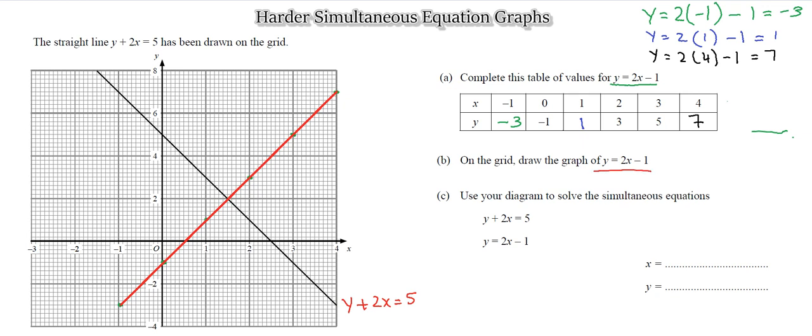And lastly, the question says, use your diagrams to solve the simultaneous equations for these two equations. So that equation, y plus 2x equals 5, we've already got it. And then y equals 2x minus 1 is what we've just drawn over here. So we have our two equations, and to solve the simultaneous equations, we've already learned it. If you don't know, then you can check out the video on solving simultaneous equation graphs. So the point that we're looking at would be the intersection point. And the intersection point, roughly, we know would be here.